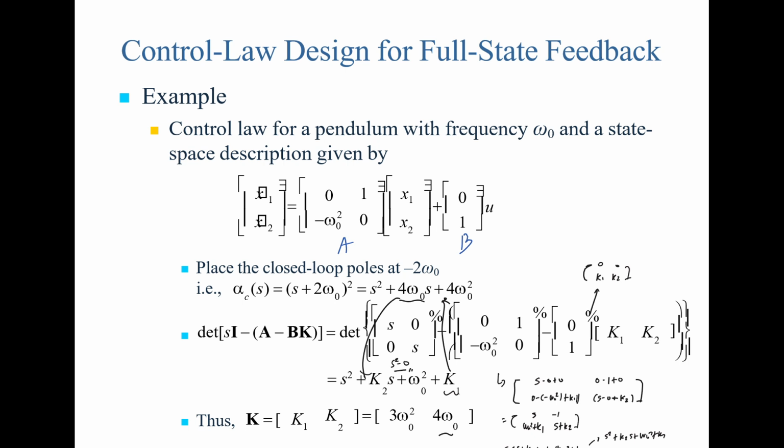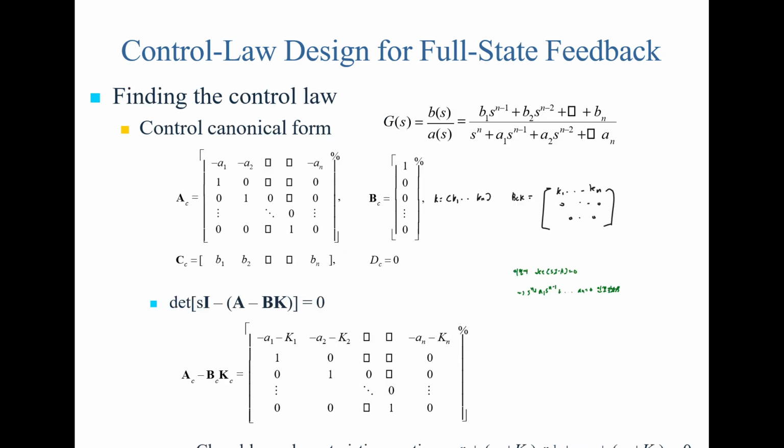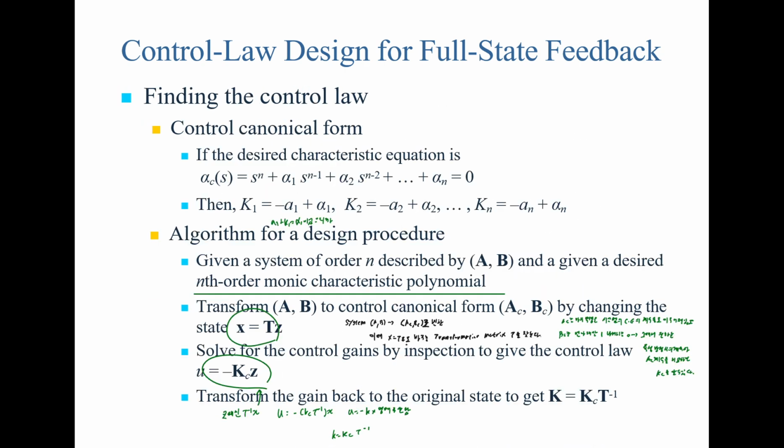The second is to transform the system A, B into the canonical form AC, BC, using a transformation x is Tz. Then solve for the gains KC in this simpler form, and transform the gain back to the original. K is KC T inverse.